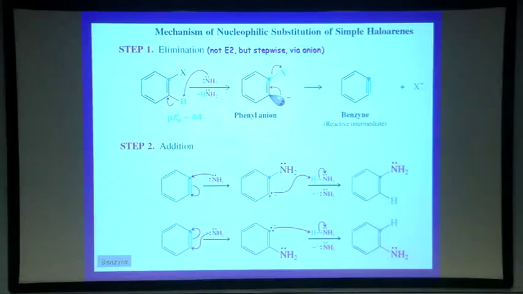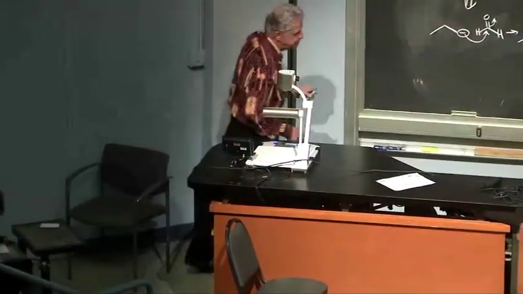And so amide attacks this guy now, either from the top or from the bottom, to make either one of these new anions. And then this anion removes a proton, and you get the product. And you notice the label is now scrambled over the two positions. And so this is how that one goes.